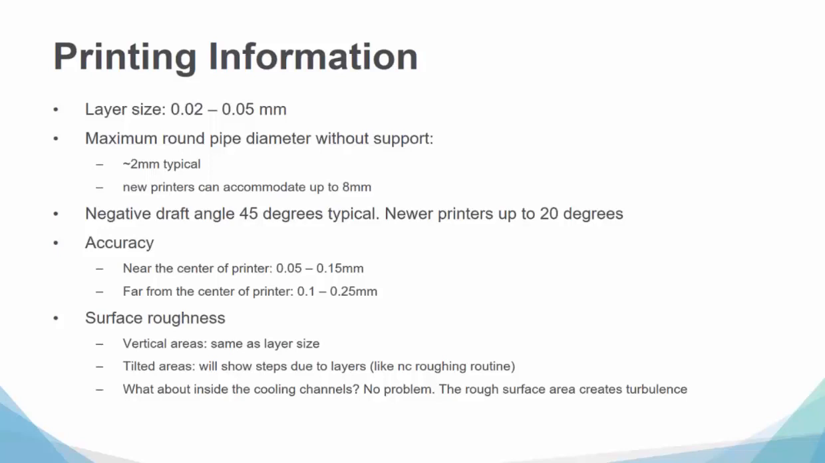45 or less was what we needed to be able to support a layer on top of a layer as the print drew in closer to the center. Newer printers can get up to 20 degrees, which is a vast improvement. So here you see the statement of the accuracy as typical of all printers.